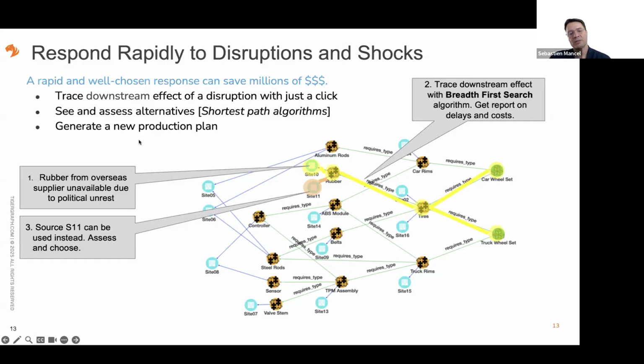So without graph-powered simulation, this kind of impact analysis could have easily taken days or weeks of manual analysis across disconnected spreadsheets and systems. But with digital twins and graph analytics, it happens in seconds, enabling proactive, data-driven decisions that can save millions of dollars in avoided downtime, missed orders, or customer churn.